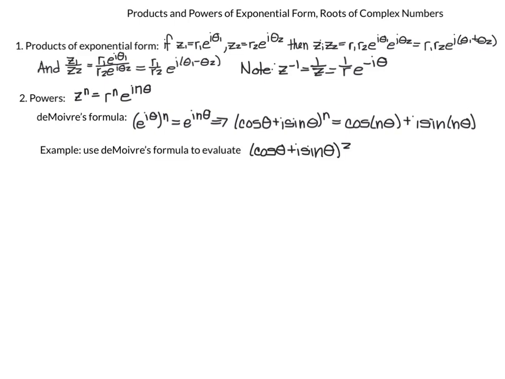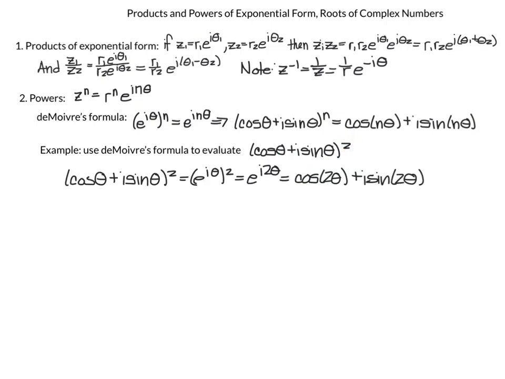Our first example is to use de Moivre's formula to evaluate cosine theta plus i sine theta squared. And this is pretty straightforward. So we have cosine theta plus i sine theta squared, which is equal to e to the i theta, just converting this using Euler's, squared, which is e to the i 2 theta. So again, using Euler's now on this will give us cosine 2 theta plus i sine 2 theta.